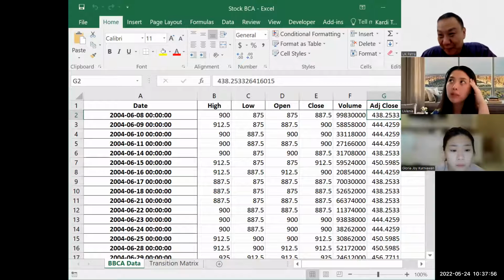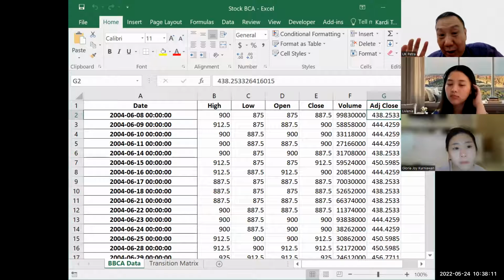Think first. What is the Markov chain? If you want to apply something, you need to know the definition. I need to create a sequence. Here you have data of daily sequence, but you need to put it into discrete states, isn't it? So you need to discretize this.